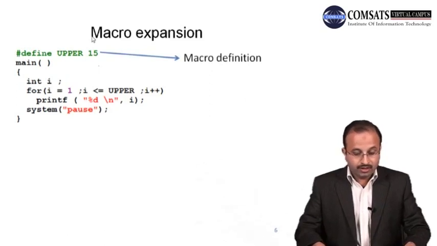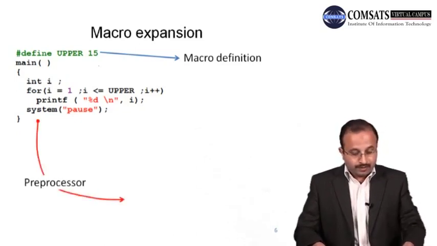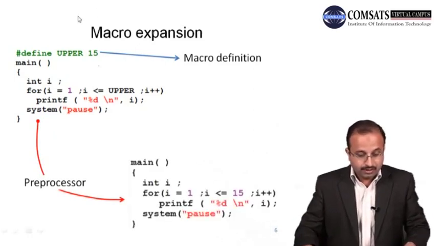So this is a macro definition, and before compiling this program, all the preprocessor directives will be resolved. So after the preprocessor stage, wherever UPPER appears in the program, it will be replaced by 15. UPPER is used here in the for loop, so it will be replaced by the value 50. So this is the code that will be passed to the compiler.